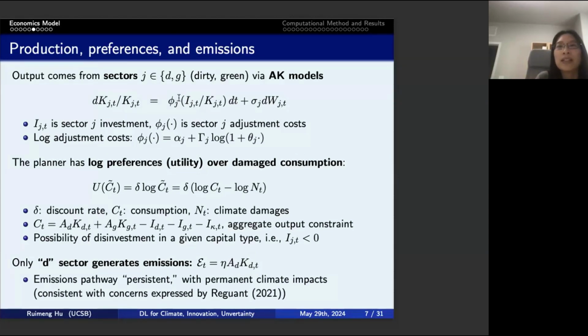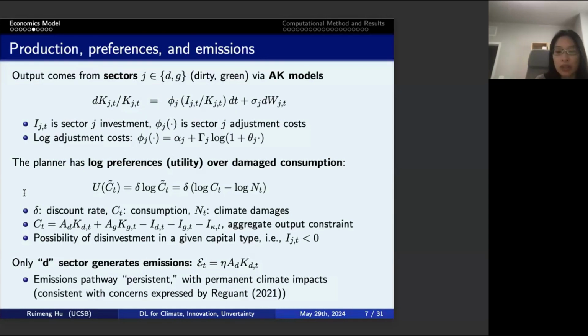Phi is the adjustment cost. Here we use the log adjustment cost, where alpha is usually interpreted as the depreciation rate, and gamma is a concave function to make the problem well defined. You cannot have linear or quadratic growth, where your model would go to infinity. So you have two sectors, KD and KG.